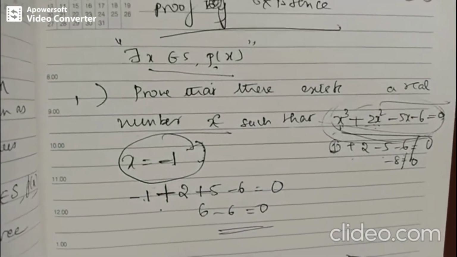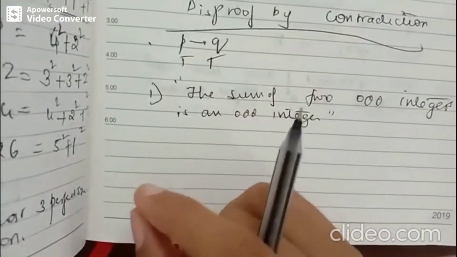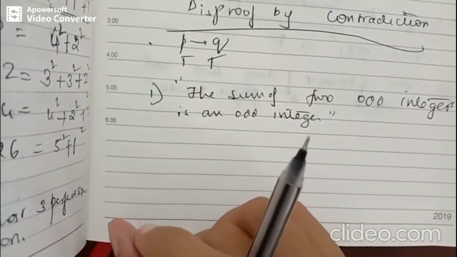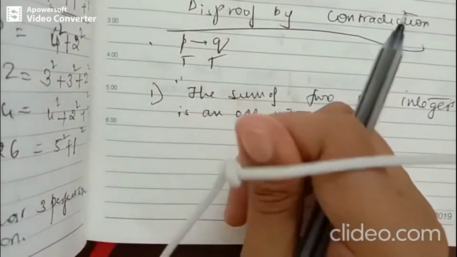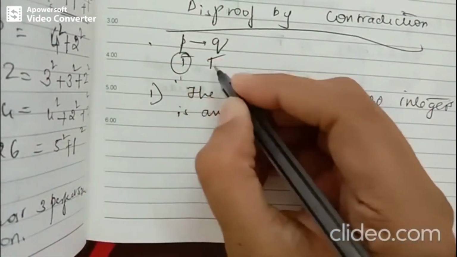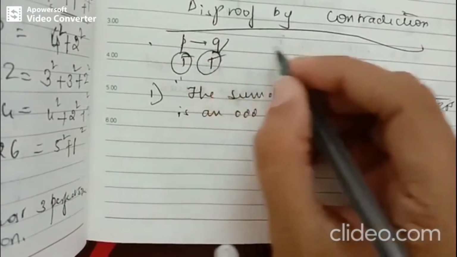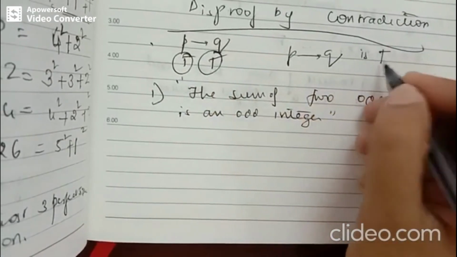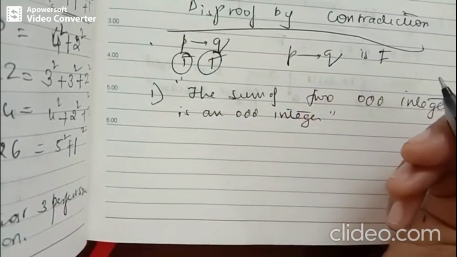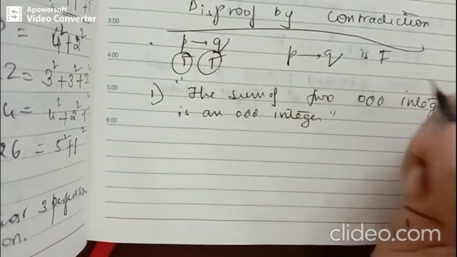Next we'll see disproof by contradiction. Here we are supposed to disprove the conditional, that is, we assume P is true and Q is false first, and we end up with a contradiction and we conclude that P implies Q is false. So this is nothing but disproving the conditional by contradiction.